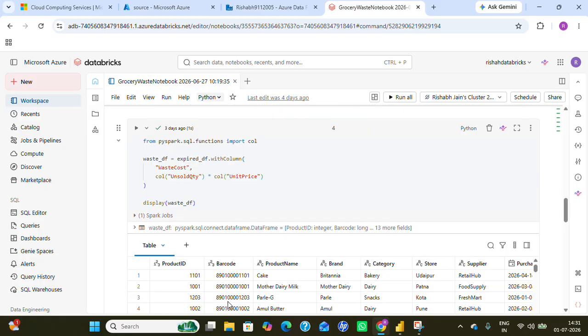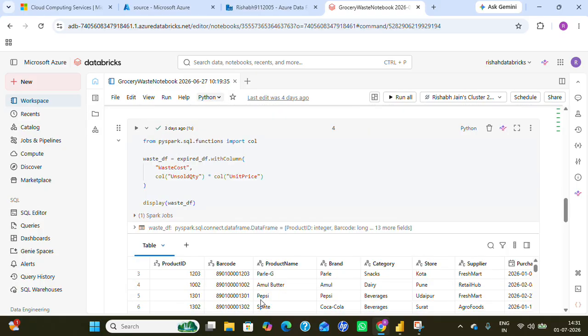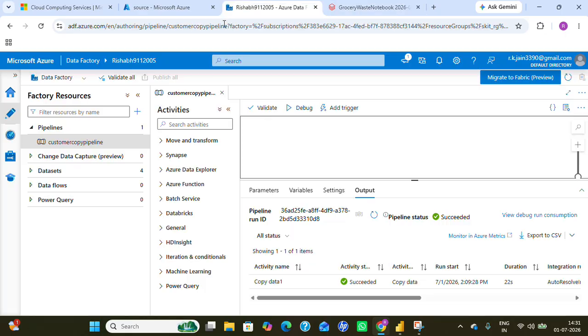After processing the data, I used Azure Data Factory to automate the workflow. I created a pipeline that executes the Databricks notebook and loads the processed data into Azure SQL Database. This automation removes the need to run the notebook manually every time new data is available.